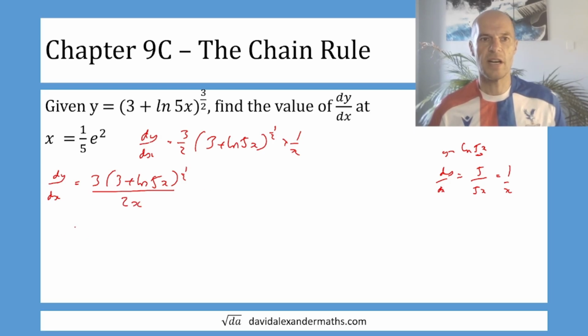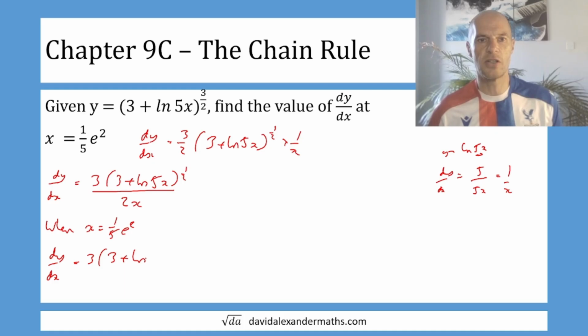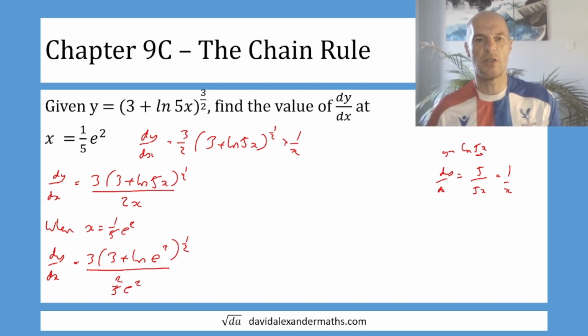Okay, so when x equals 1/5 e squared, then dy by dx is 3 lots of (3 plus the ln of 5 times 1/5 e squared) to the power of 1/2. Now 1/5 of 5 is 1, so that's just the ln of e squared, over 2/5 e squared. Now the ln and the e cancel, so it will just be 2. The ln of e to the power of 5 is 5. The ln of e is 1. So the ln of e squared is 2.